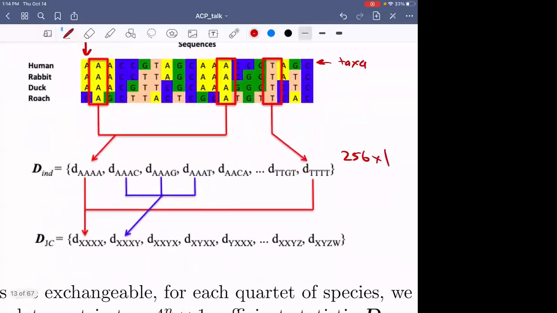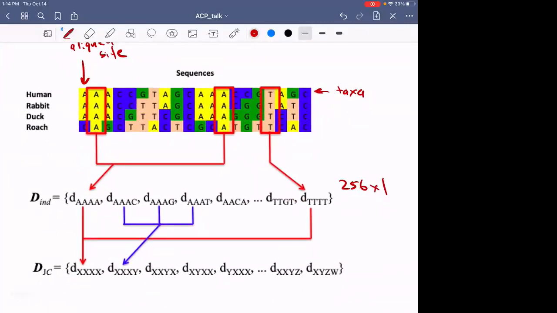And then if we further assume the Jukes-Cantor substitution model, which says that all four nucleotides have the same limiting frequency and the same transition probability from, let's say, A to C as from G to T, then we don't need to concern ourselves with whether it's AAAA or CCCC. All we have to concern ourselves with is, are all 4 the same, or are the first 3 the same and the 4th one different, and so on. I call that vector of site pattern frequencies D sub JC, and that is a 15 by 1 vector of site pattern frequencies.